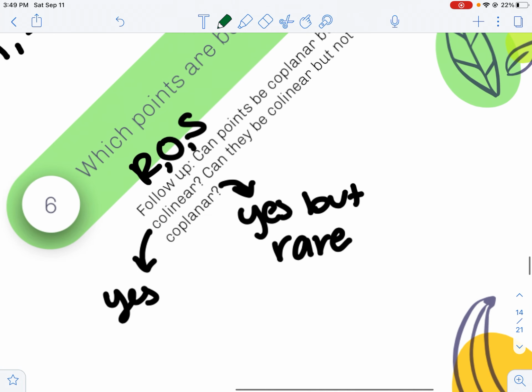Then we're asked to think about, hey, can points be coplanar but not collinear? Absolutely. We can see I and E with R, O, and S. We're coplanar with them but not collinear. And then can they be collinear but not coplanar? The answer is yes, but that's rare.